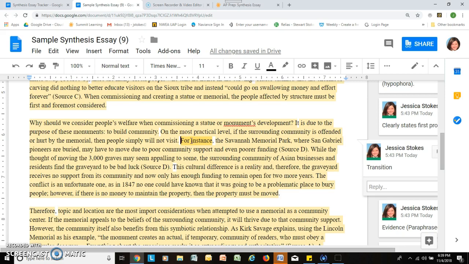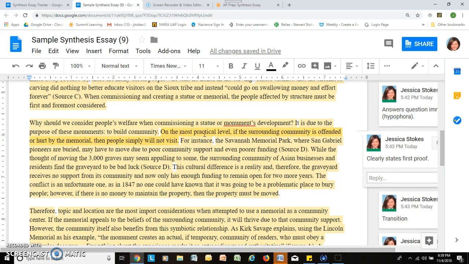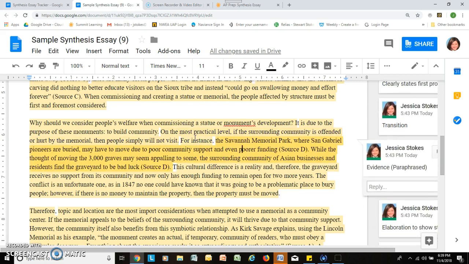So then we have our transition. It says, "For instance," so we're moving from our topic sentence to our evidence. So again, we have our internal transitioning. And then the student writes, "The Savannah Memorial Park, where San Gabriel pioneers are buried, may have to move due to poor community support and even poorer funding," source D. "While the thought of moving the 3,000 graves may seem appalling to some, the surrounding community of Asian businesses and residents find the graveyard to be bad luck," source D.